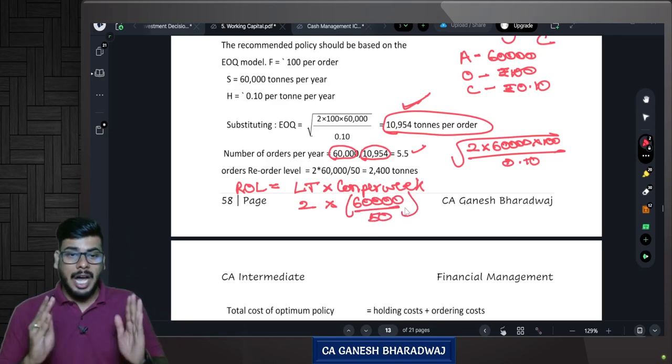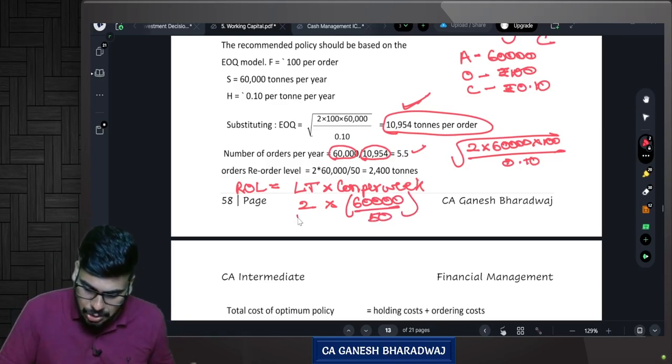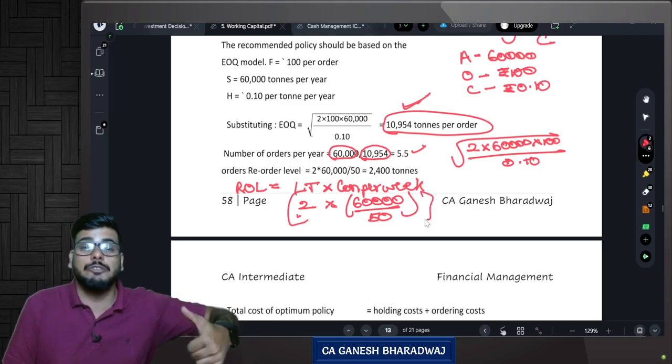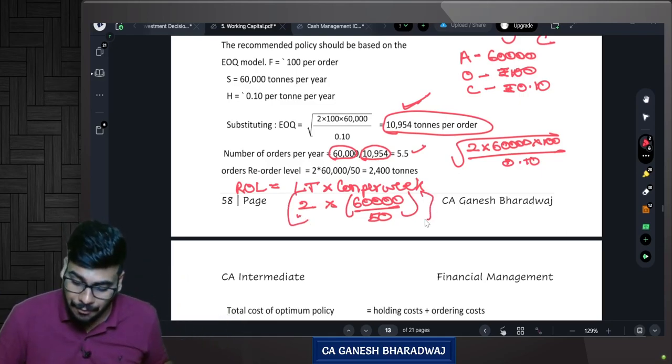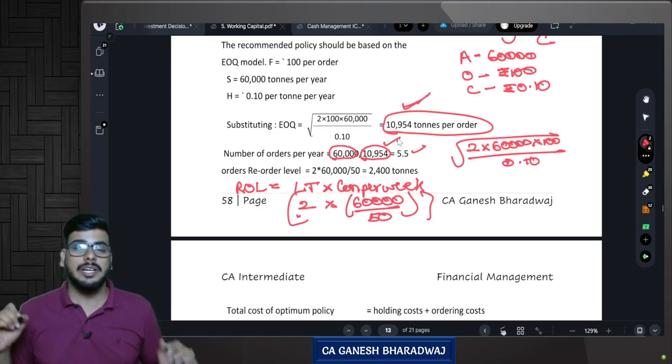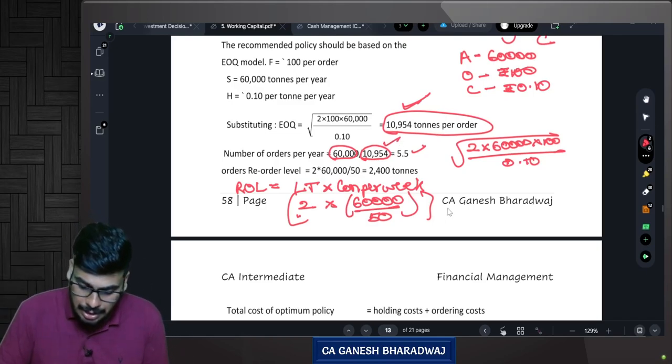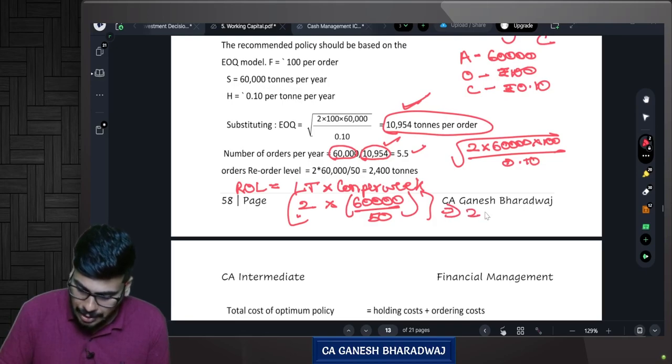So basically, I should make sure that the moment my stock touches this level, I should pick the phone and place an order for how many kgs? For 10,954 kgs or tons. Are you clear with this? So what is the reorder level? The reorder level is 2,400.